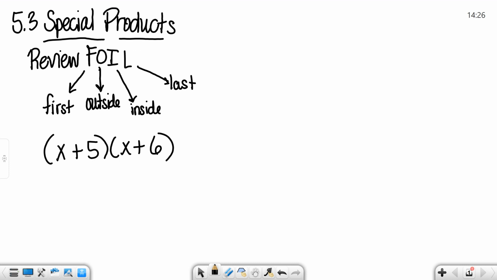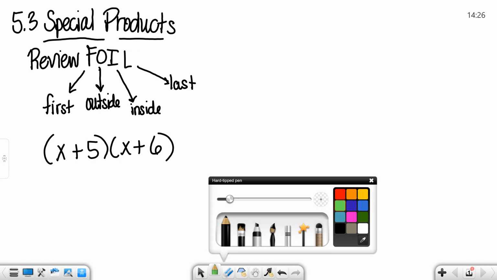So the F stands for the first terms in the binomials. The O stands for the two outside terms. The I stands for the two inside terms, and the L stands for the two last terms. Now, I don't want you guys to freak out if you're like, oh my gosh, I don't understand FOIL, because really it's just a big distributing problem.